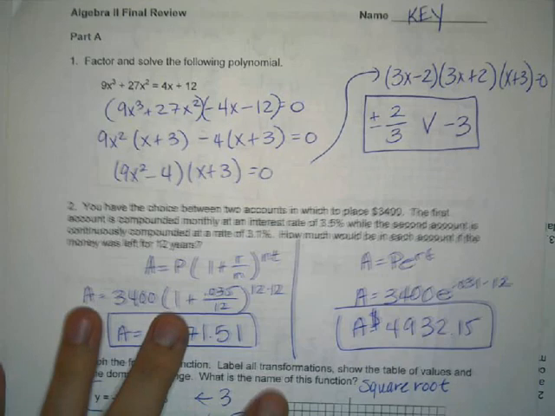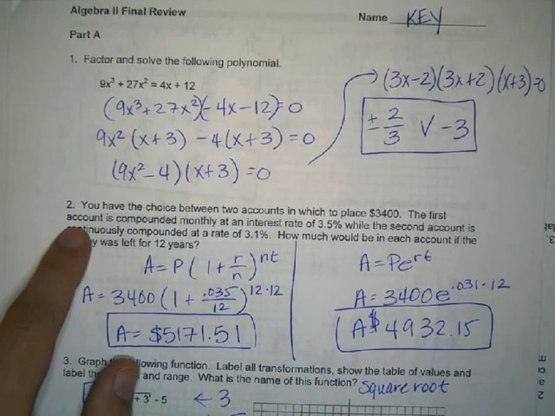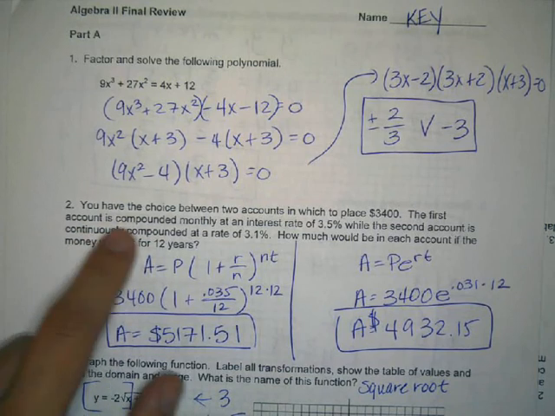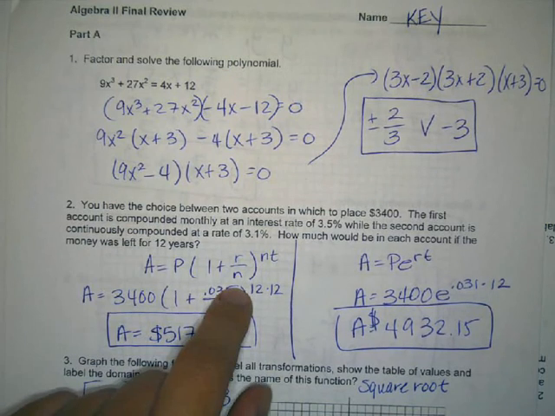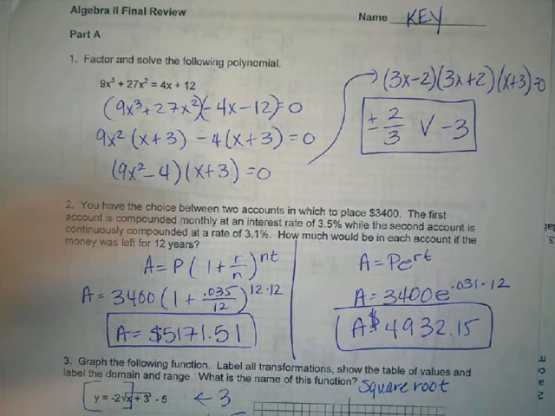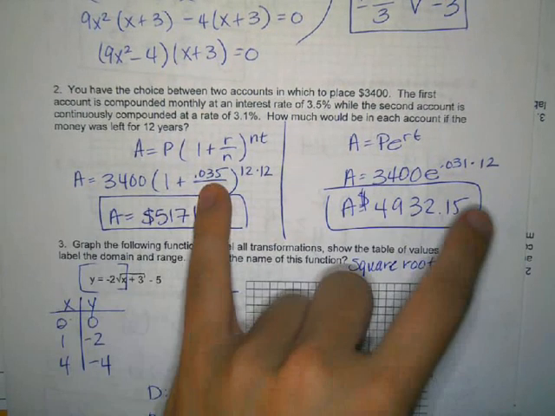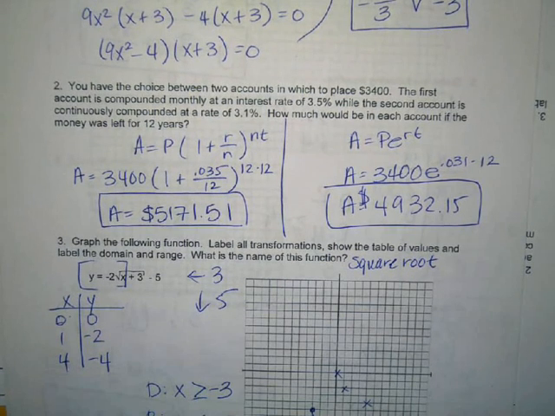For number 2, you have 2 problems to do here. You have one account that's compounded monthly and a second account that's compounded continuously. So the compounded monthly type of situation uses the regular compound interest formula. Compounded continuously is the PERT formula. Same amount of money is put in, 2 different interest rates, and then when you punch out each of the values, you get those 2 numbers.